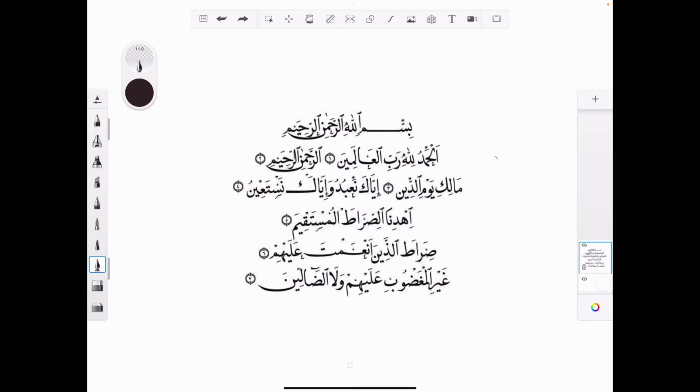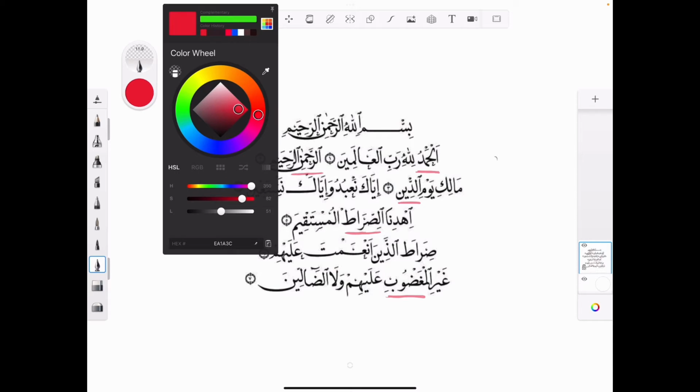Let's pick a different color pen. We're going to use the word Alhamdu. We're going to use Ar-Rahman here. We're going to look at Ad-Din, As-Sirat, and Al-Maghdubi. We're going to look at these words, and individually we're going to work through them.